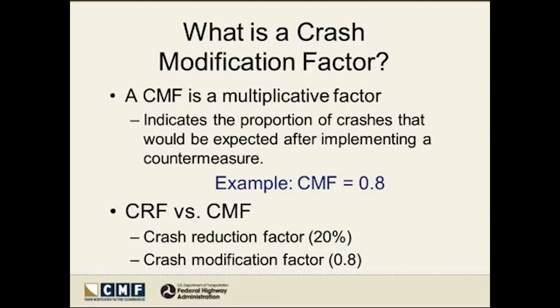But crash reduction factor is a percentage, and they are analogous to each other. So if you had a crash reduction factor of 20%, indicating that you expected to see a 20% decrease in crashes, that's analogous to a crash modification factor of 0.8. So you can go back and forth between the two of them. They are indicating the same thing, just in two different ways. And we do include both of those.